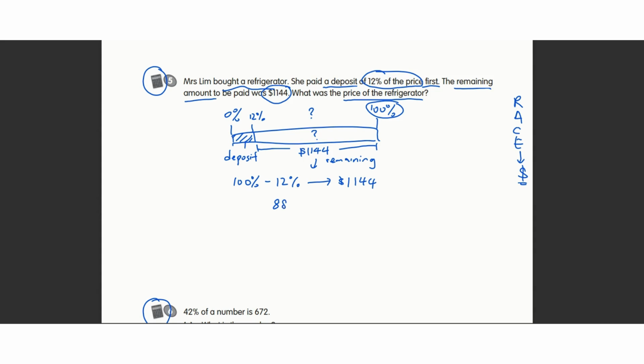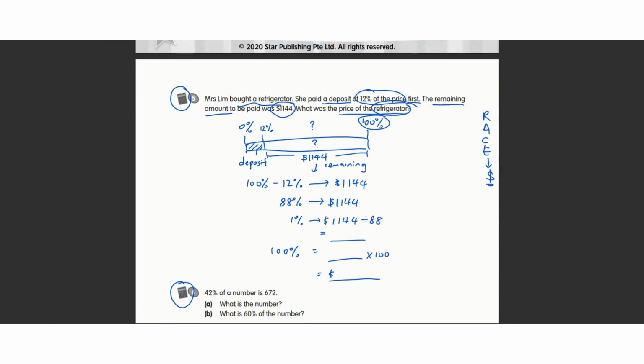Okay, you can use your calculator for this, and that will be giving you 88%. That's $1,144. So with that, you can actually calculate what's 1% with your calculator. And then after that, you want to find the whole refrigerator's price. That's 100%. So you get this amount multiplied by 100. So like unitary, then gets you a certain amount. So the whole refrigerator is this price. The price of the refrigerator is, don't forget the units.